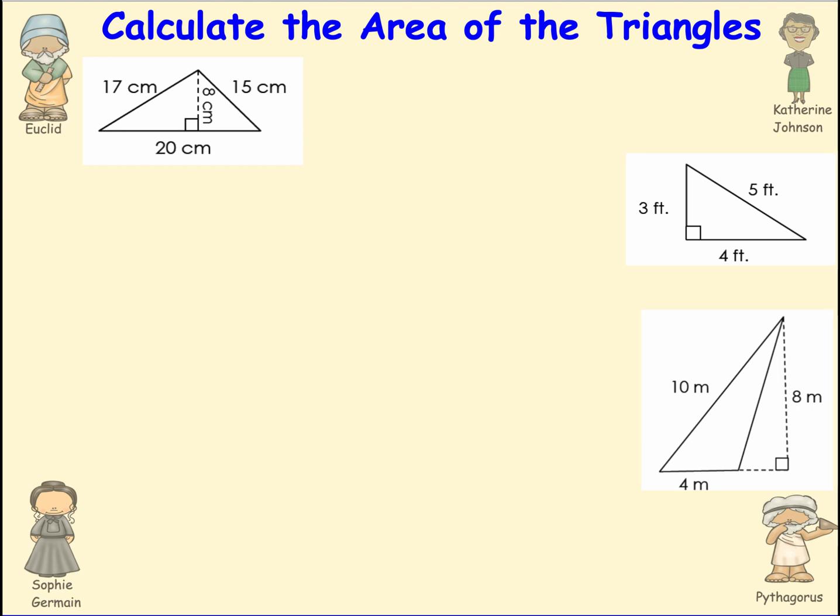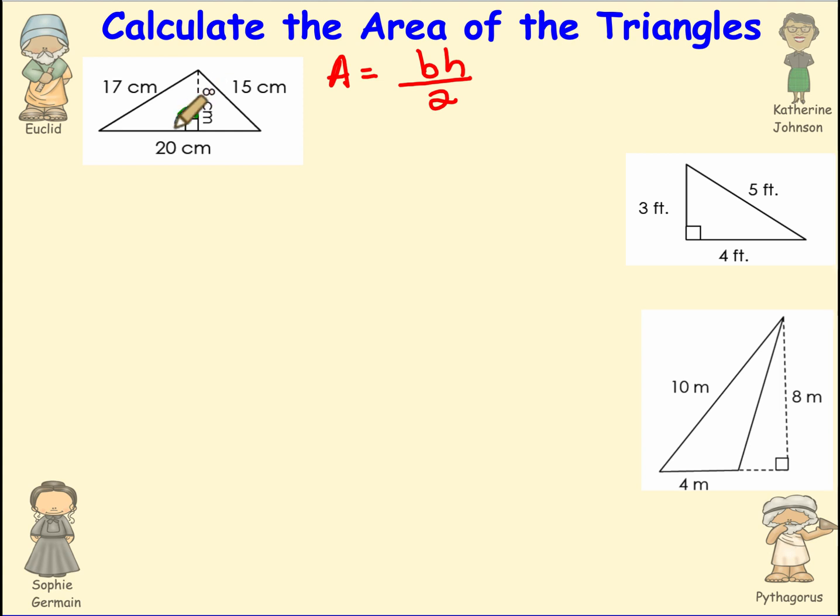It doesn't matter which version of the formula you use when you're trying to find the area. I prefer the one that goes base times height divided by 2, because sometimes students get intimidated by fractions. So I use this one. Okay, so first thing is identify what's your base and what's your height.